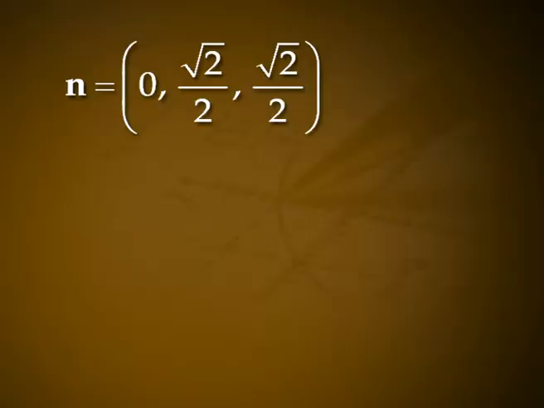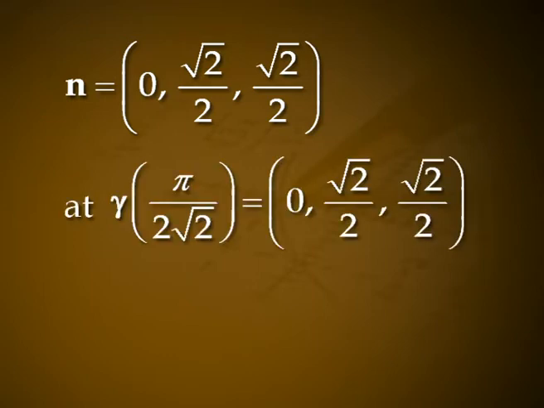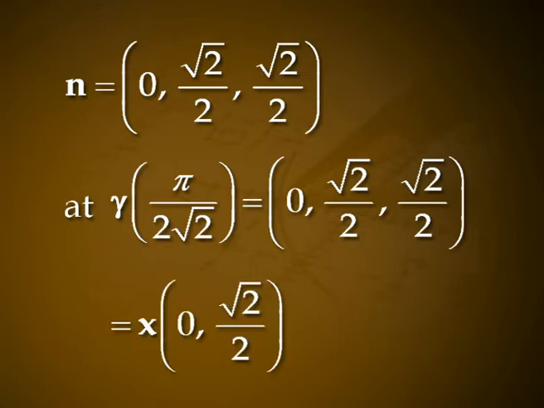Then it can be seen that gamma at pi by 2 root 2 is equal to (0, root 2 by 2, root 2 by 2), which is equal to x of (0, root 2 by 2).